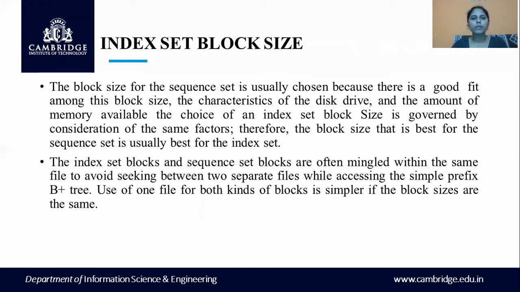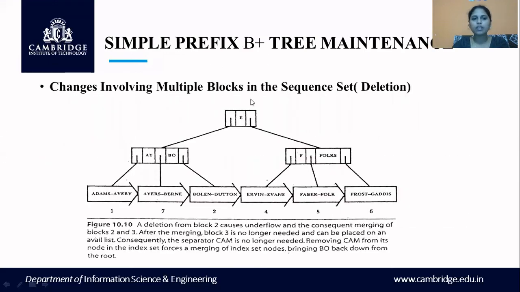The next concept we will be studying is index set block size. I hope you understood the meaning of an index set. This is the index set. The part below the leaf, whatever you are seeing, is the sequence set. This index of a B plus tree is called an index set.